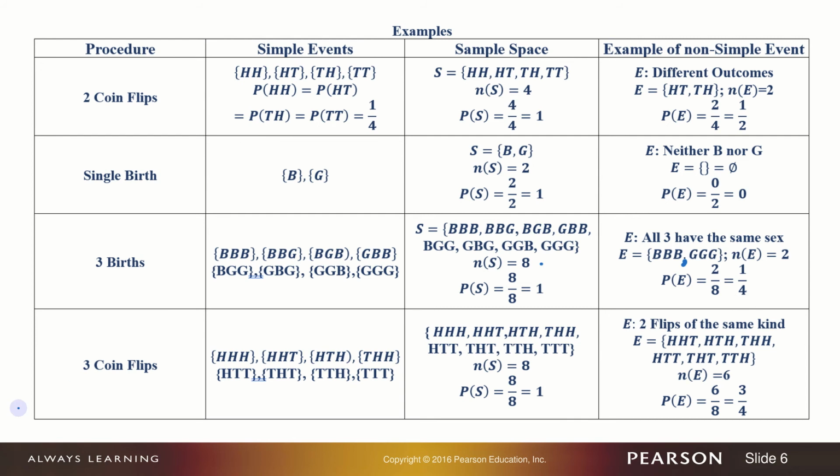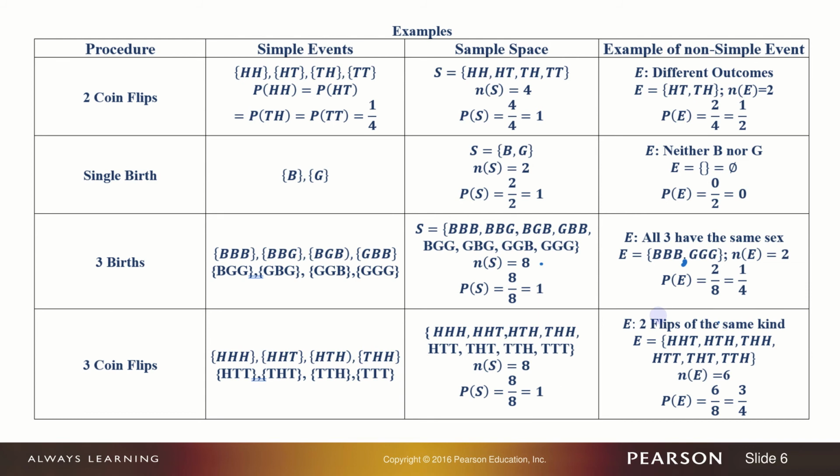And here are the outcomes for 3 coin flips. I put that here because I wanted you to see these are basically identical. The only difference between these two is the letters. In one we're using B and G, in this one we're using head and tail. No difference. Everything about them is very similar.